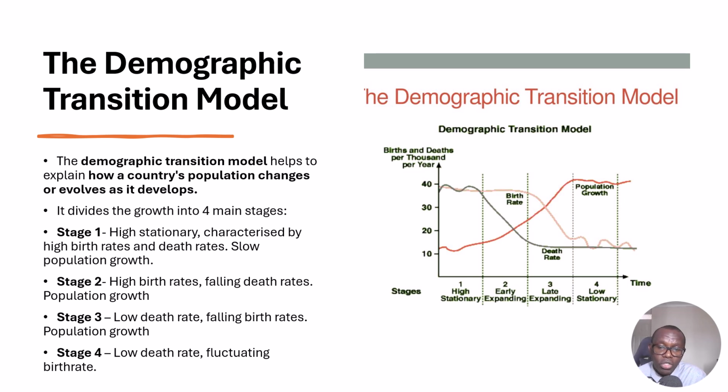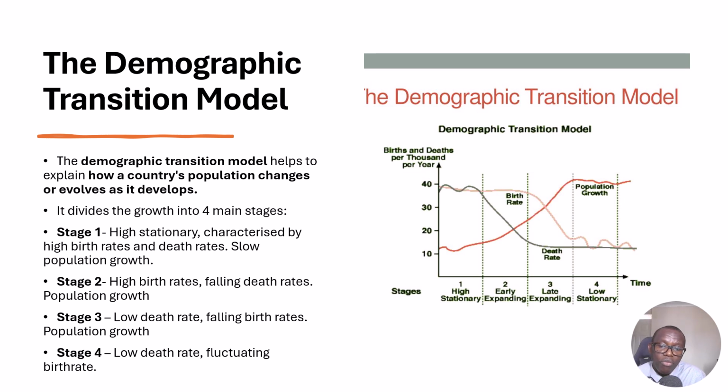Then we have stage 2, which is early expanding. At this particular stage, the birth rate remains really high, you can see that. But then the death rate begins to decline. That suggests that this country is improving in terms of its healthcare provision, and as a result, the death rates begin to decline. And then we can see that the total population growth begins to go up fairly significantly, obviously, as the death rates decline.